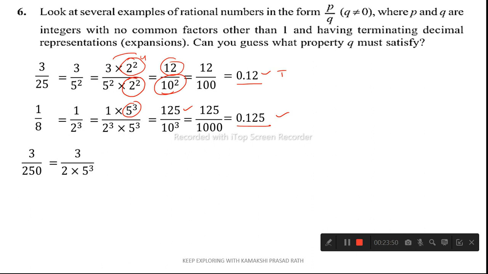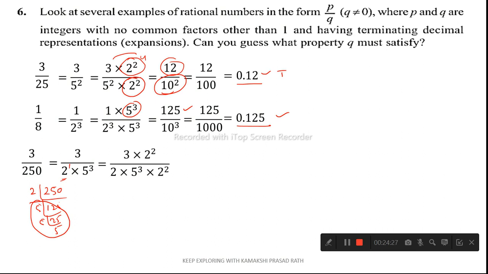The next number, 3 by 250. When 250 is factorized, we get 2 into 5 cubed. We need to do the factorization, or else we will not get this. Here you can easily see we have 5 cubed. We need powers of 10, and here we have powers of 2 and 5. Remember, we get powers of 10 when the exponents of 5 and 2 are the same. Here the exponent of 5 is 3, but the exponent of 2 is 1. So we need more 2s.